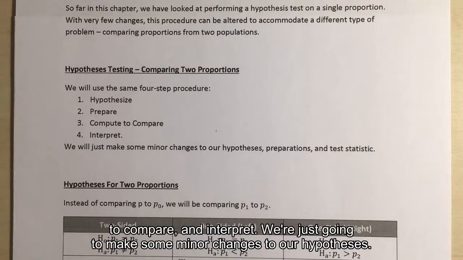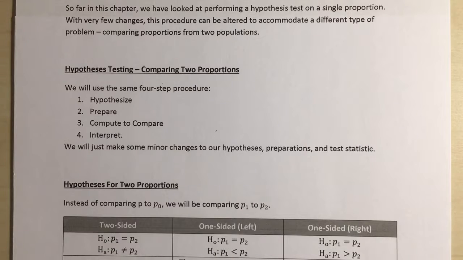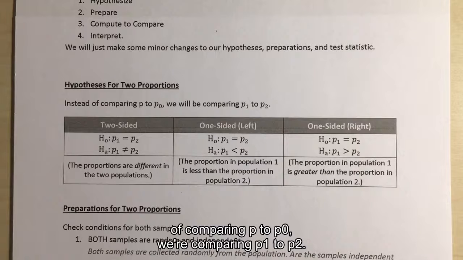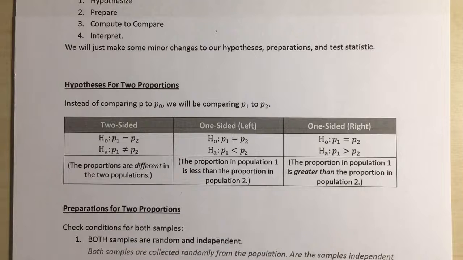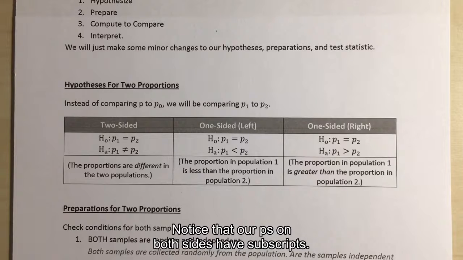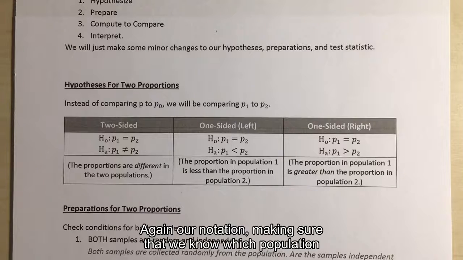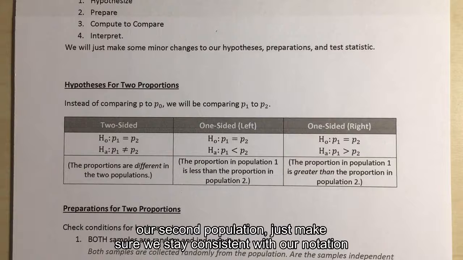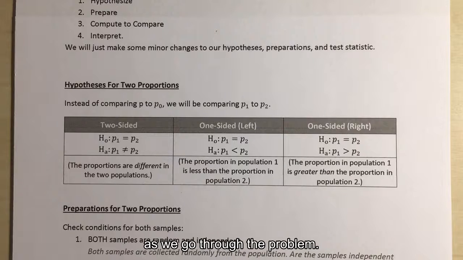We're just going to make some minor changes to our hypotheses. When it comes to our hypotheses, instead of comparing P to P naught, we're comparing P1 to P2. Notice that our P's on both sides have subscripts. Again, our notation makes sure that we know which population is our first population and which one is our second population. Just make sure we stay consistent with our notation as we go through the problem.